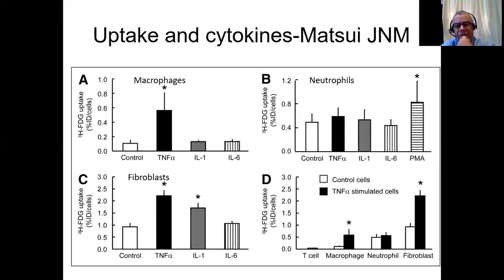So this is a paper from Japan. And here they have various cytokines in different cell types showing uptake. It's not actually of FDG, it's tritiated FDG. So it's chemically the same, but because it's done with cells, they use a tritium, which is easier to pick up. And you can see that TNF alpha, for example, is a very potent stimulator of uptake in macrophages and fibroblasts, whilst neutrophils have increased uptake with quite a lot of agents, including some of the interleukins.